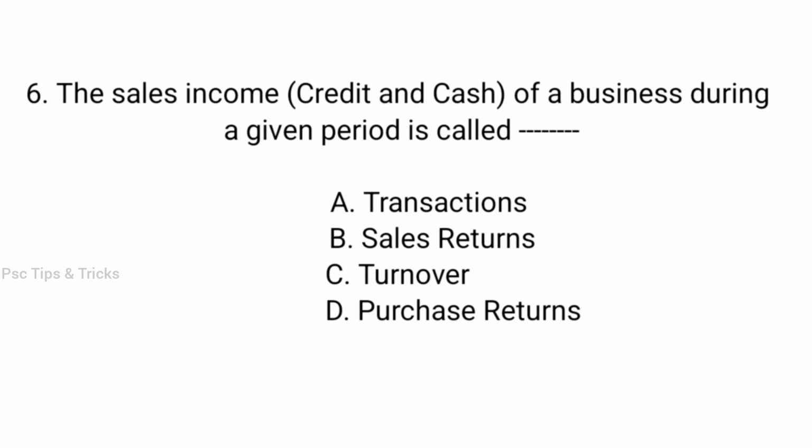The sales income, credit and cash of a business during a given period is called dash. Transactions, sales returns, turnover, purchase returns. Answer: option C, turnover. Turnover refers to the total sales revenue generated by a business from selling goods or services during a specific period, including both credit and cash sales.